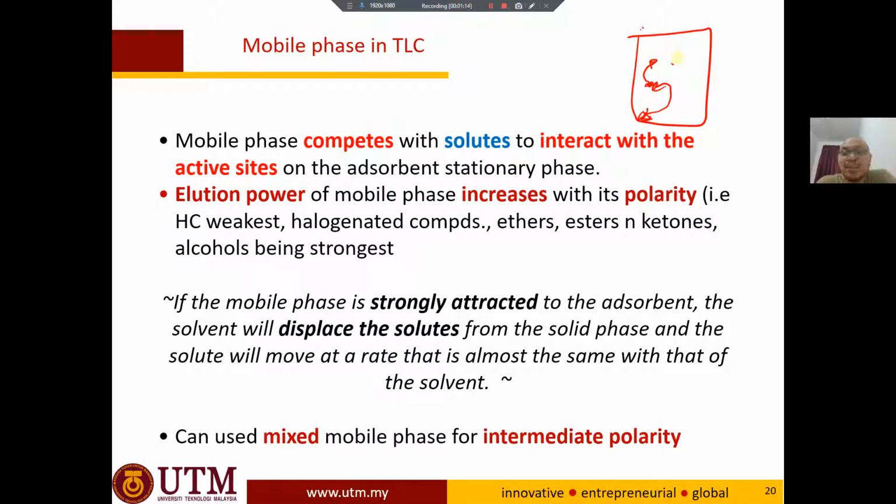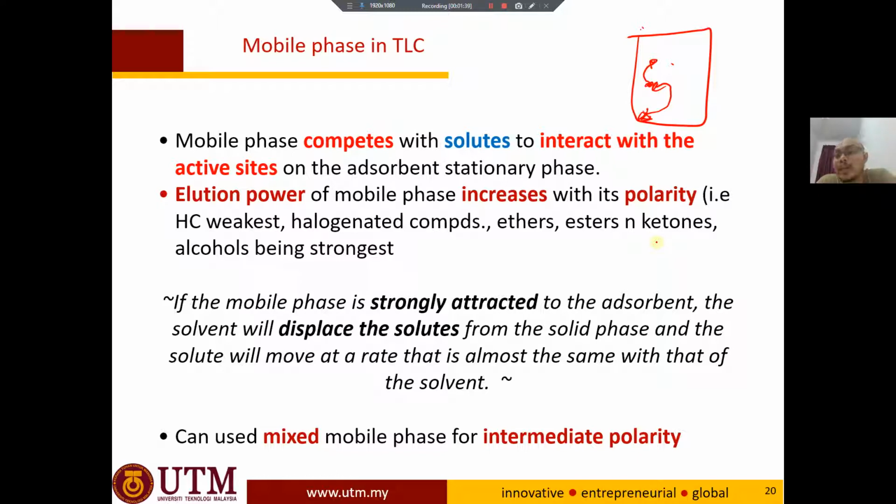But in most situations, we don't want them to move faster at all. If they move really fast, what happens is that they will not be separated, or we cannot calculate the RF value. Later on, I will discuss the RF values. But we don't necessarily need the elution too fast. Here I just described it theoretically.